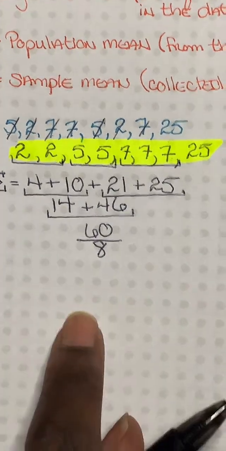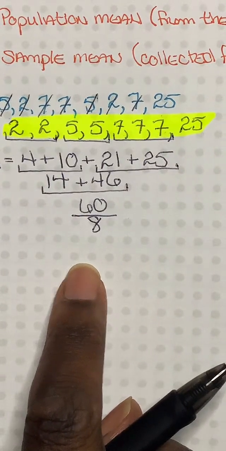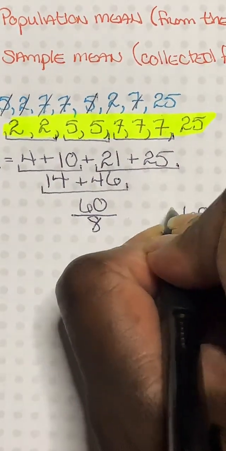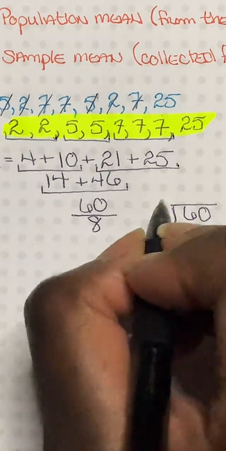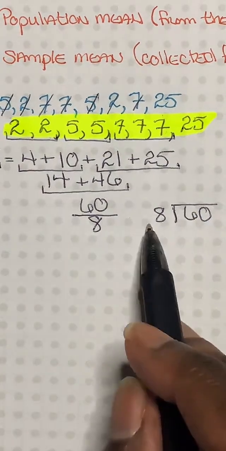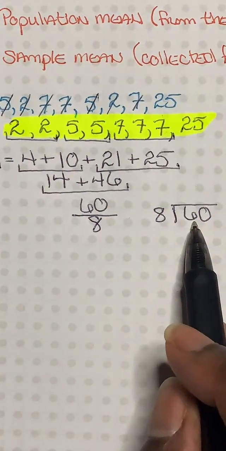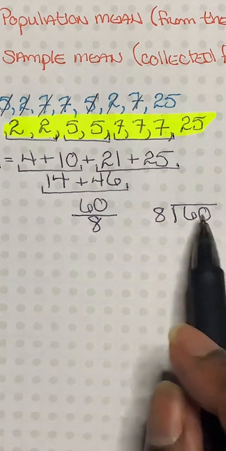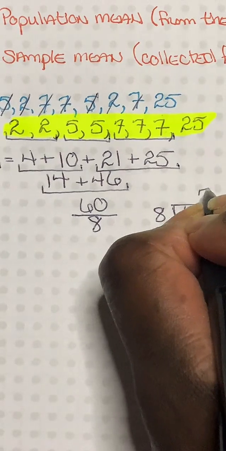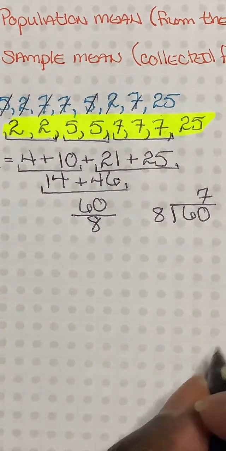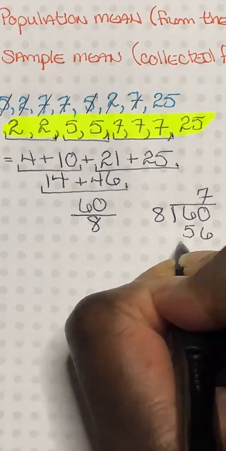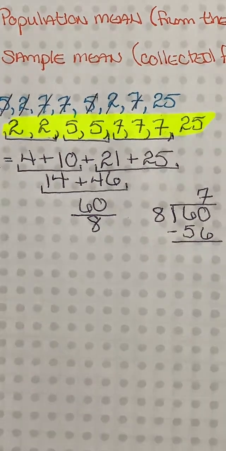All right. So now, again, you don't have a calculator, so let's do our division. The 60 goes, as you like to say, under the house, and the 8 is on the outside. So how many 8s can go into 6? None. But how many 8s can go into 60 without going over? That'll be 7, because 7 times 8 gives me 56. And then I subtract.